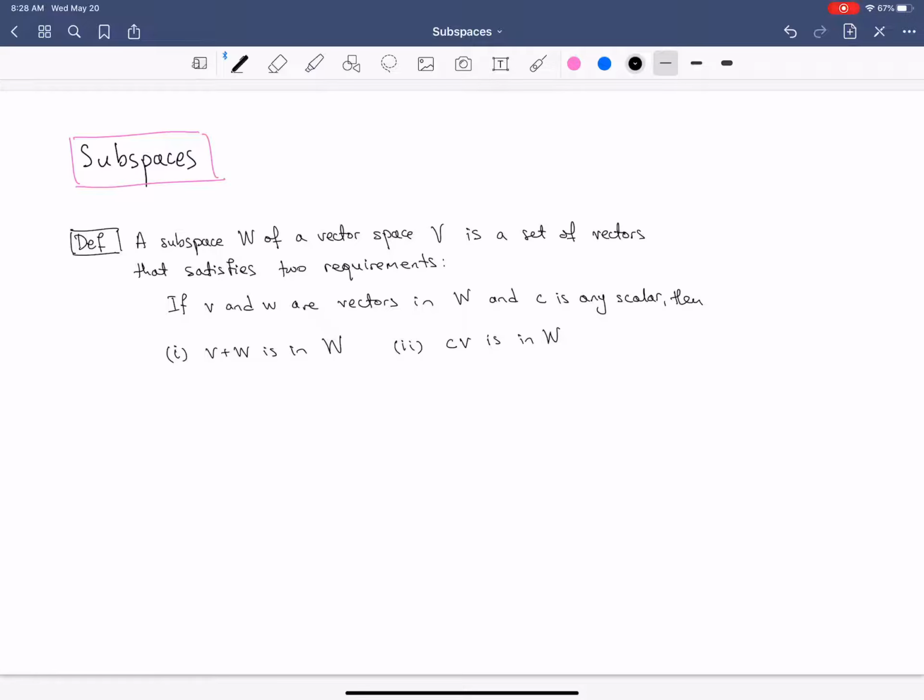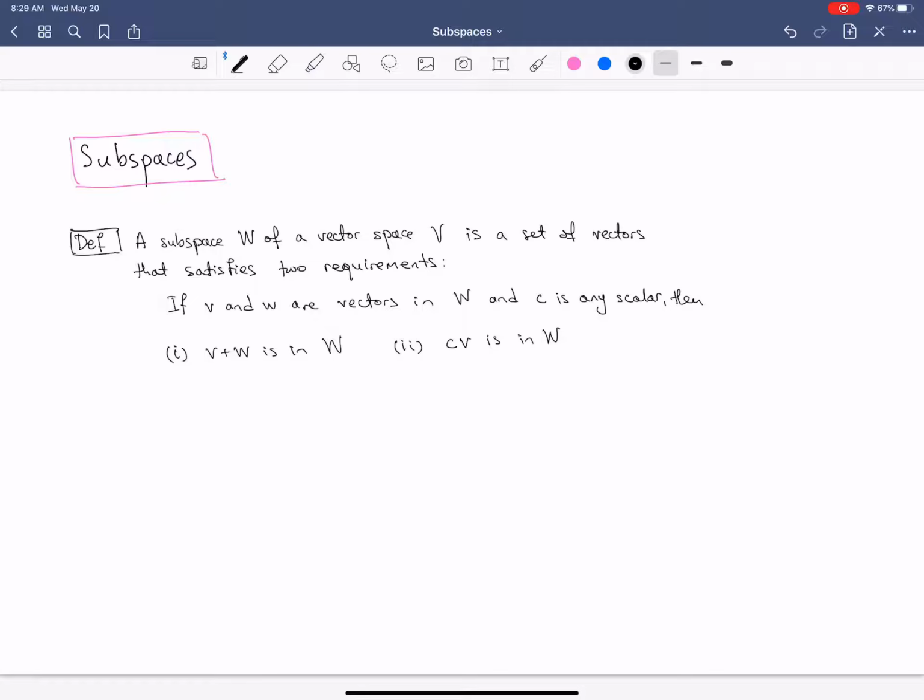So what do we need? We need v and w to be two vectors inside W, and c to be any scalar. If these conditions are satisfied, so if we take two vectors in W and a scalar, then W is closed under addition and scalar multiplication. What does that mean? It means that the sum v plus w is also in W, and the new vector c times v is also in W.